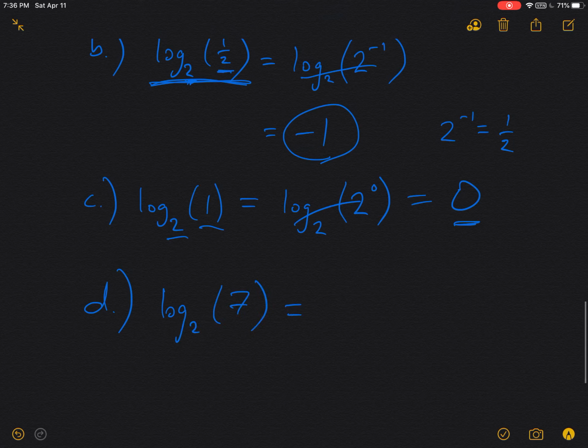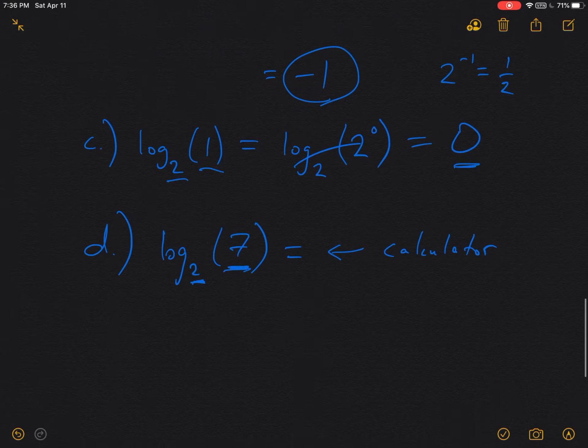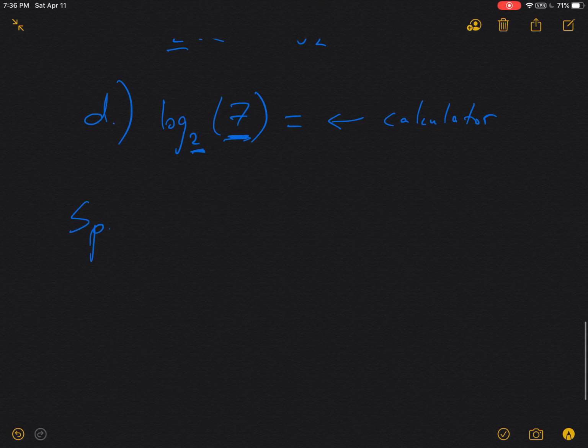That won't always work. For example, if you have log base 2 of 7, we don't know what exponent you would put on a 2 to get a 7. That's going to be some complicated decimal answer. So here you would just use a calculator. In other words, whenever you're trying to evaluate log base 2 of something, we really need that inside to be a simple power of this base, like it was in A, B, and C.